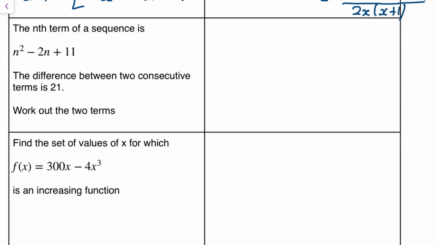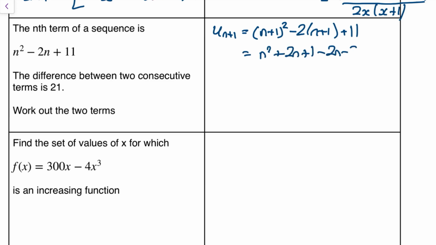Next question. The nth term of a sequence is this thing here. The difference between two consecutive terms is 21. Wow, okay. So u(n+1), I'm going to do u(n+1), and I'm going to take them away. So u(n+1) is going to be (n plus 1) squared minus 2(n plus 1) plus 11. Let's expand. So it's going to be n squared plus 2n plus 1 minus 2n minus 2 plus 11. Collect, which is going to be n squared. 2n minus 2n goes away. 1 minus 2 is minus 1, plus 11 is 10.